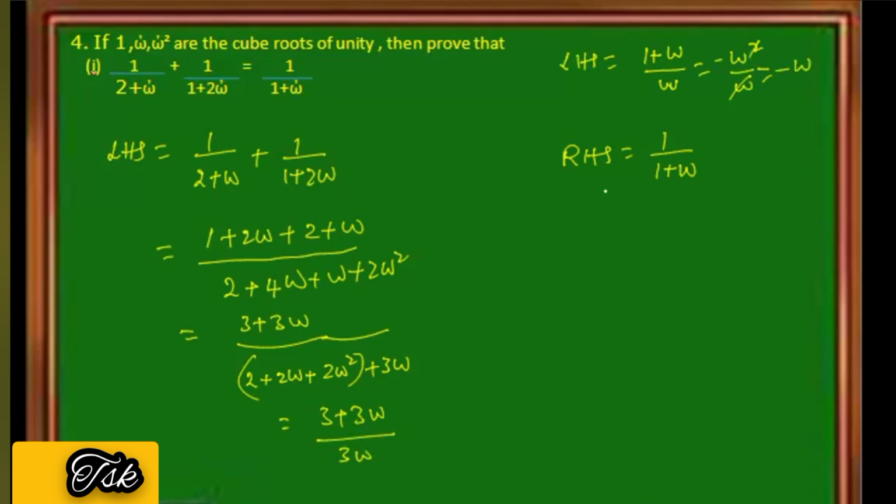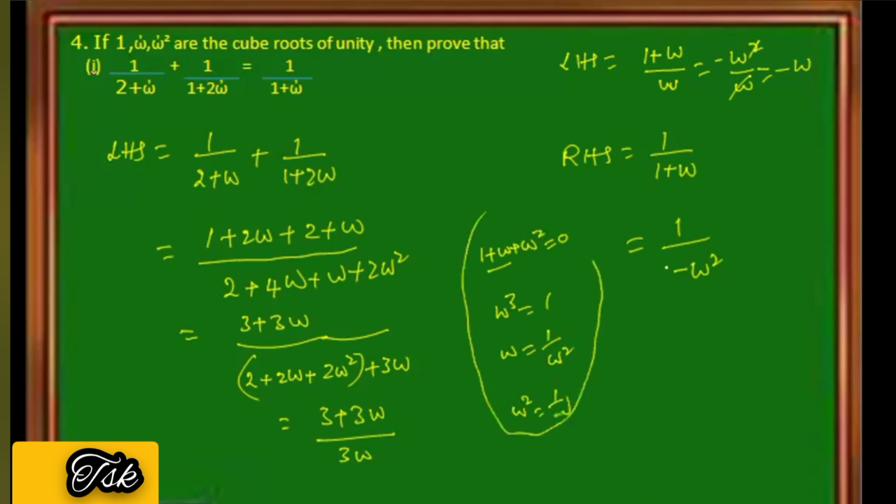Okay, so take RHS. That is 1 by (1 plus omega), which is 1 by minus omega square. Since 1 plus omega plus omega square is equal to 0, 1 plus omega is minus omega square. Omega cube is equal to 1, so omega is equal to 1 by omega square, and omega square is equal to 1 by omega. These are the formulas. Since it is minus 1 by omega square, and 1 by omega square is omega, minus of 1 by omega square is minus omega. This is nothing but LHS. So LHS is equal to RHS. Okay.